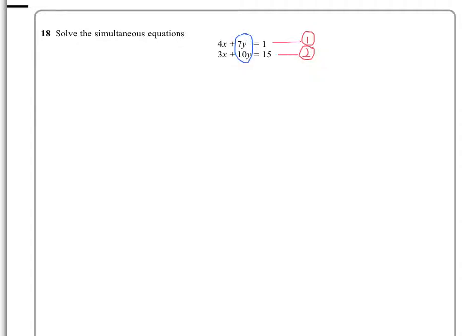So in that case, what I need to do is multiply number 1 by the coefficient of y, 10, and I need to do equation 2 and multiply that by 7, and you'll see exactly why we do that when we actually do the multiplication. So doing 1 by 10, we get 4x times 10 is 40x, plus 7y times 10 is 70y, and 1 times 10 is 10.